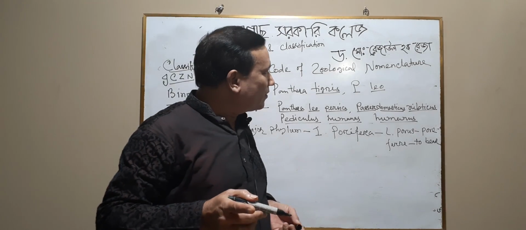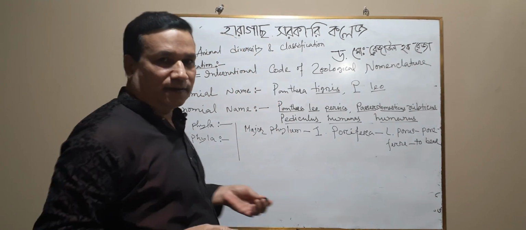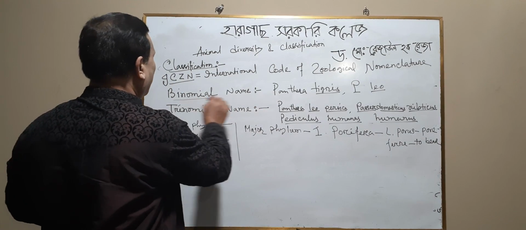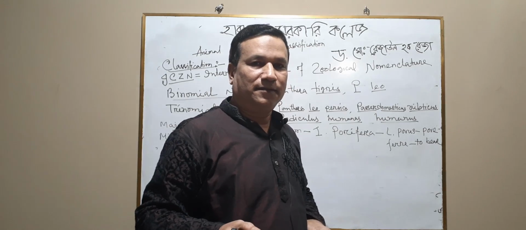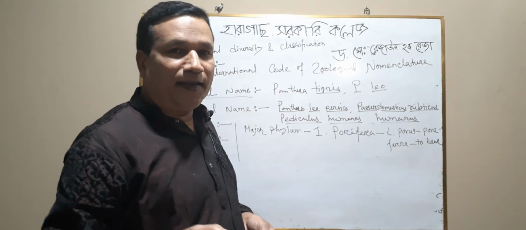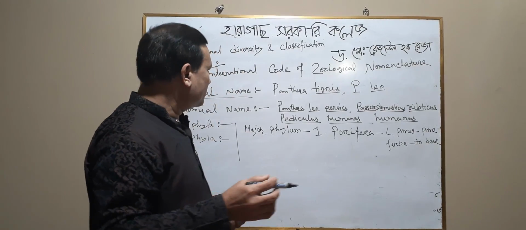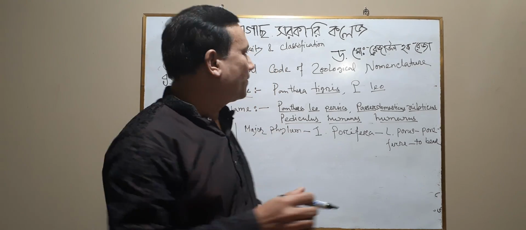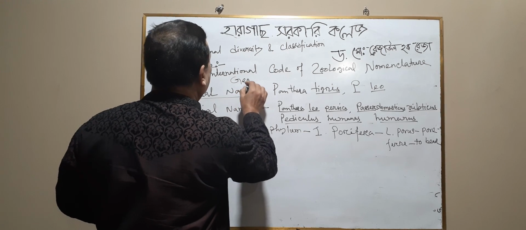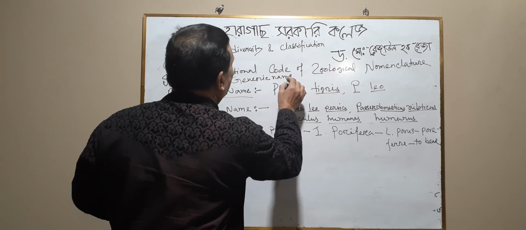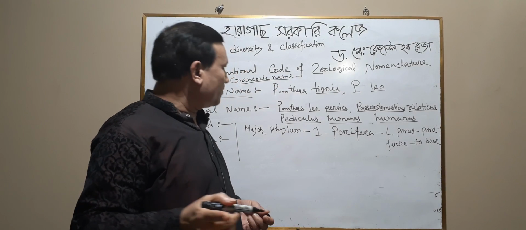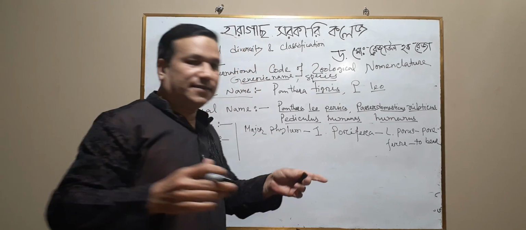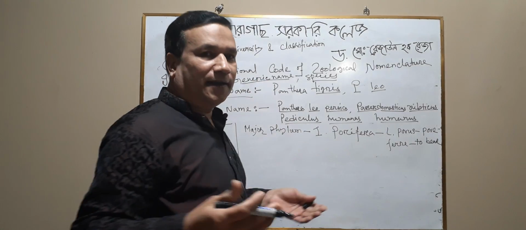Each group of classification is called a taxon, singular, or taxa, plural. Binomial name or binomial nomenclature. Binomial name is a system for the naming of animals by means of two Latin names. That is, the name of the organism consists of two parts. The first part of the name is the generic name, that is genus. And the second part of the name is the specific name, that is species. So, the scientific name consists of two parts, genus and species.